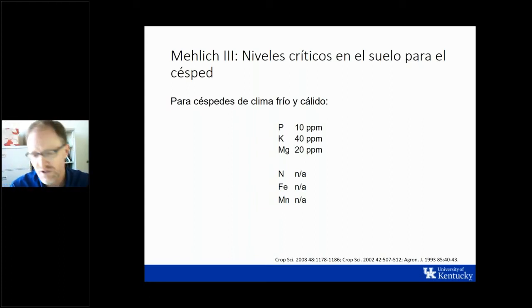Now, 10, 40, 20 are published in the literature on warm season turfgrass on sandy soils. Again, I can't be absolutely certain that these numbers are going to be what is in fact the case in Spain. I don't know that, but I think these are good numbers to start from, and then adjust your phosphorus, potassium, magnesium accordingly if you're seeing responses or if you're applying it and not seeing responses.